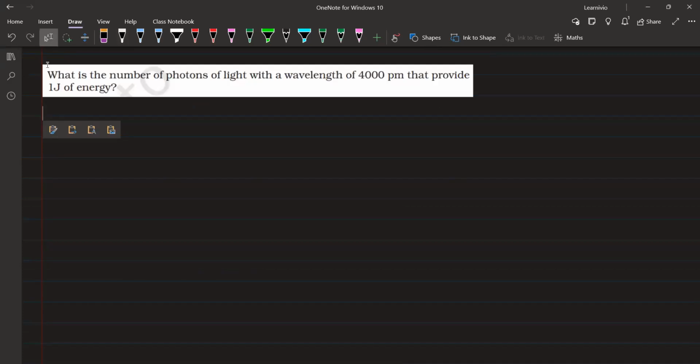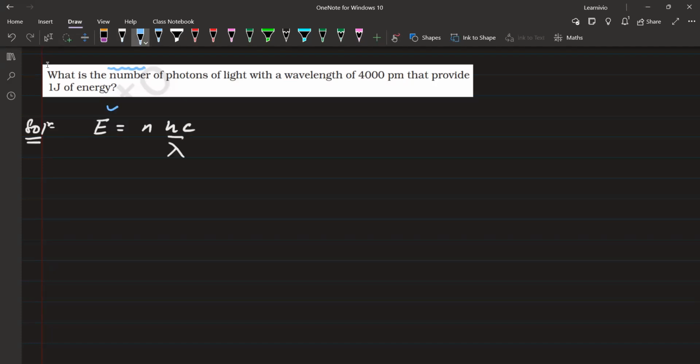See, what is the number of photons of light with wavelength 4000 picometer that provide 1 joule of energy? So basically इन्होंने क्या पूछा है? You need to find the number of photons. ठीक है? तो क्या फॉर्मूला यूज कर सकते हैं? सोल्यूशन क्या हो जाएगा इसका? देखिए. E is equal to n h c upon lambda.